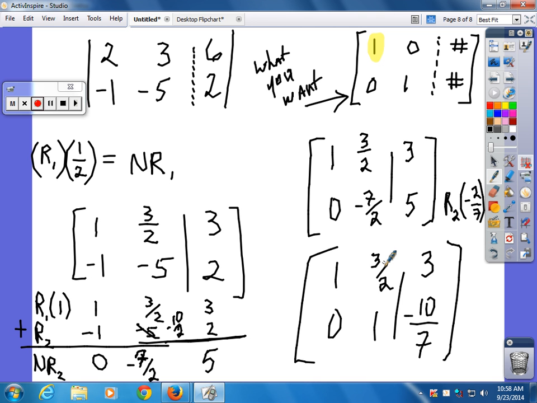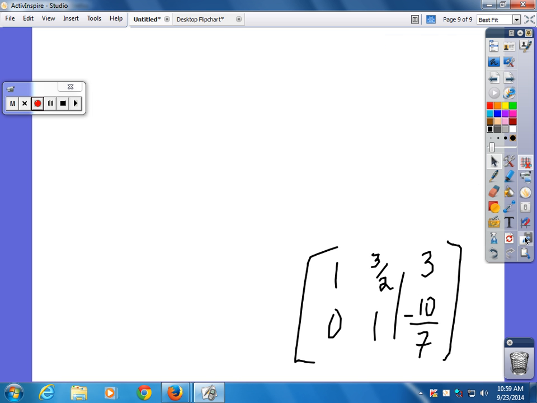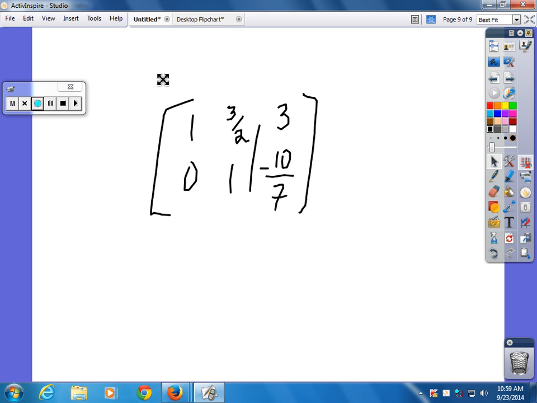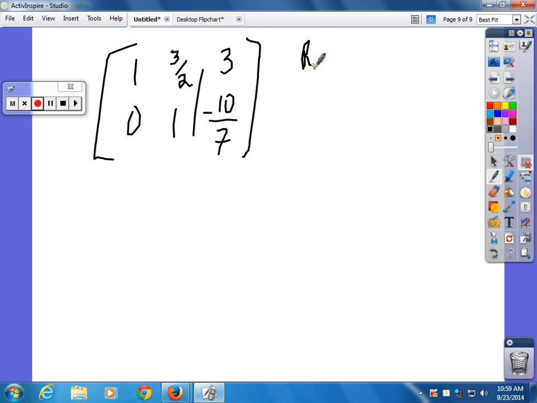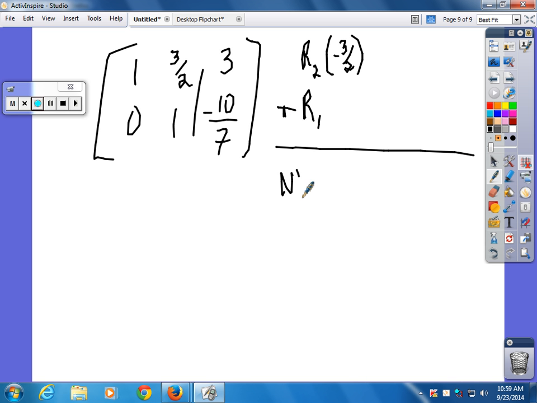Now how do you get rid of a positive 3 halves? No. You can't do that. You'll annihilate the whole row. Subtract 3 halves, and the only way you can get that is by taking row 2, multiplying by negative 3 halves, and add it to row 1 to get you new row 1. So what I'm going to do is I'm going to copy this, go to the next page, bring it over here, and write it down. I'm going to take row 2, multiply by negative 3 halves, and add it to row 1 to get new row 1.